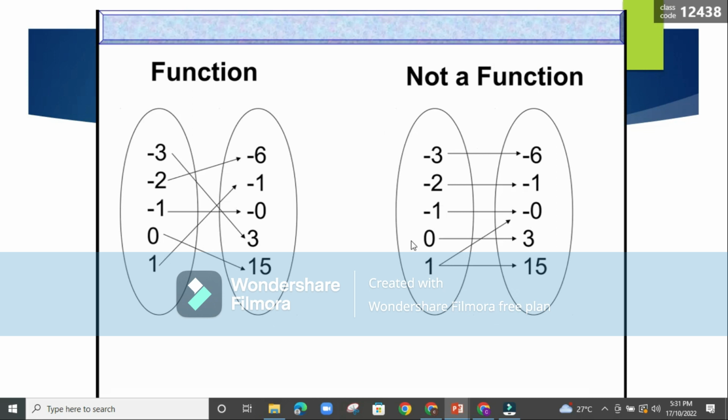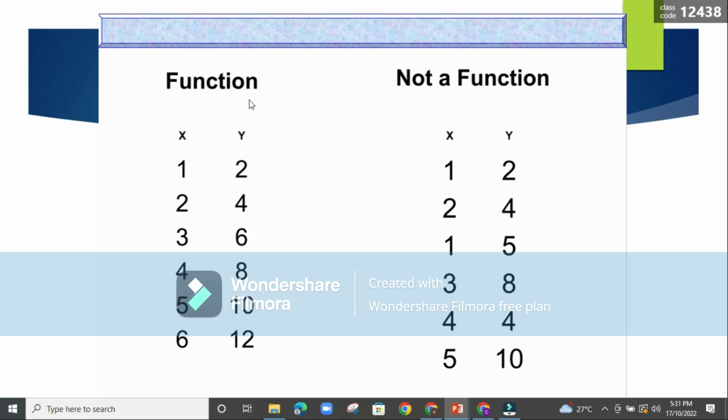Okay, let's proceed. How about this one? None of the x values or domain is repeating. Here, 1 is repeating. It consists of ordered pairs 1, negative 1, and 1, 15. There's no negative 0, by the way, so you disregard the negative sign. So this is not a function. How about this one? This is an example of a function because you have 1, 2, 3, 4, 5, 6.